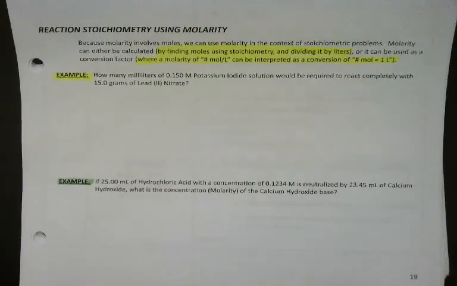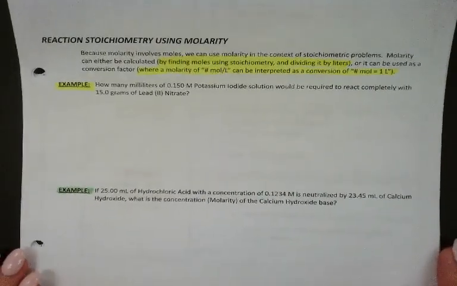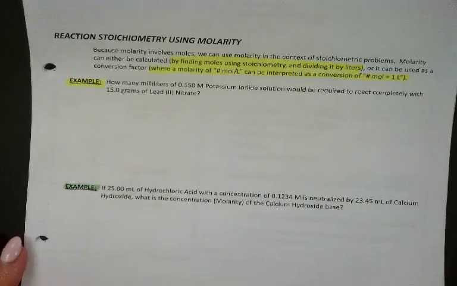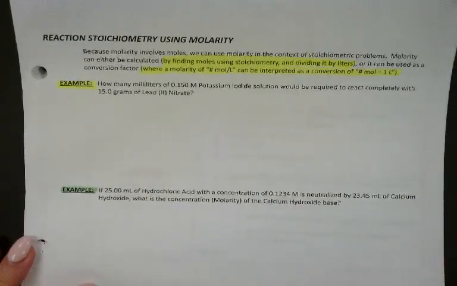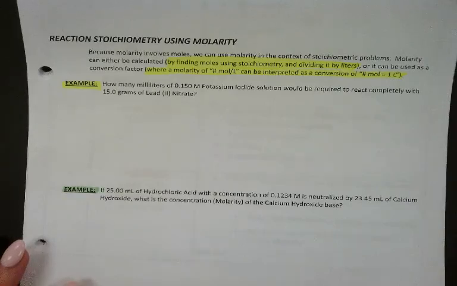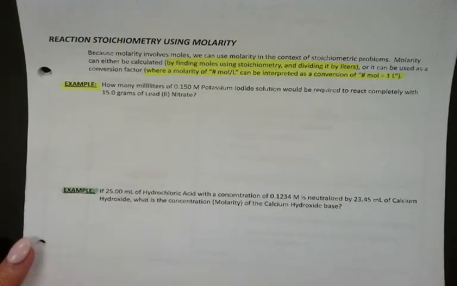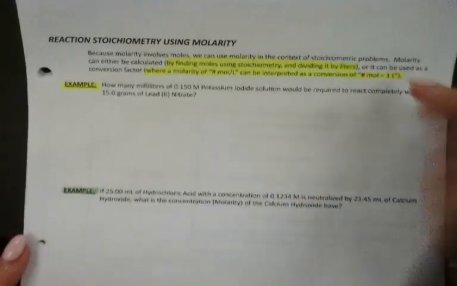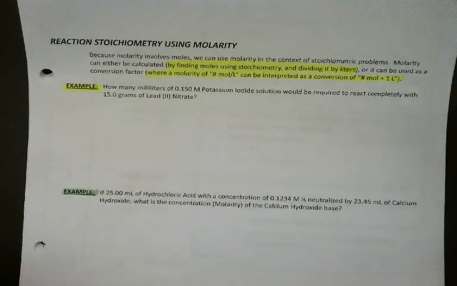Stoichiometry. Told you it was never going away. So we can have reaction stoichiometry when we're talking about molarity. Because molarity involves moles, we can use molarity in the context of stoich problems. Molarity can either be calculated by finding moles using stoichiometry and dividing it by liters, or it can be used as a conversion factor where a molarity of number of moles per liter can be interpreted as a conversion of number of moles equals 1 liter. Okay? Now, what I highlighted is nowhere on your formula chart, which means you just have to know that. Yes, you do.